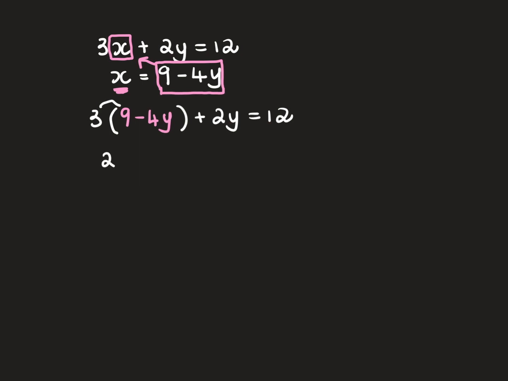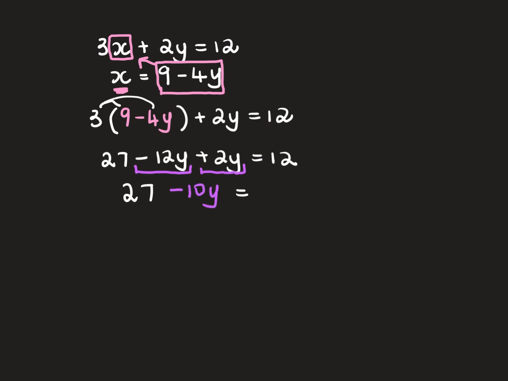What do I do next? I expand my brackets. 27 minus 12y plus 2y equals 12. Collect like terms, there's a bit of a trap here. Remember, this is minus 12y plus 2y. Minus 12y plus 2y will give me minus 10y. I've still got this 27 over here. It's equal to 12. What am I going to do next? I want to get rid of this 27. That's a positive 27. So take 27 off both sides. That leaves me with this one here. Don't forget the negative. Negative 10y equals 12 minus 27.